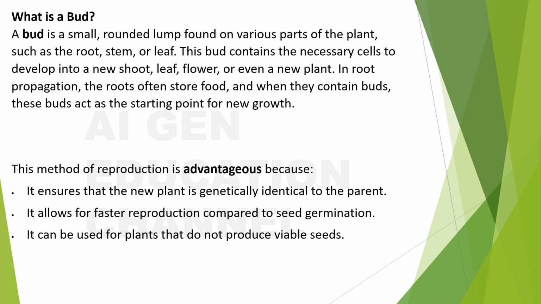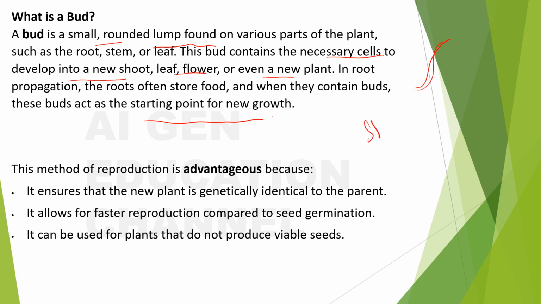Next, what is a bud? Okay, as I have mentioned, from this bud you will get the new shoot, right? So, a bud is a small rounded lump found on various parts of the plant, such as the root, stem or leaf. This bud contains the necessary cells to develop into a new shoot, leaf, flower or even a new plant. In root propagation, the roots often store food, and when they contain buds, these buds act as a starting point for the new growth.